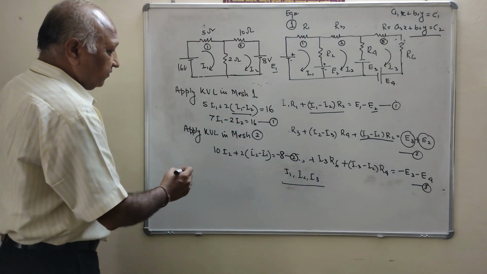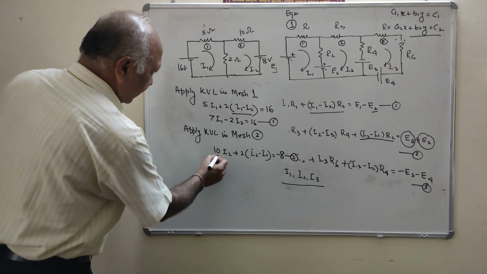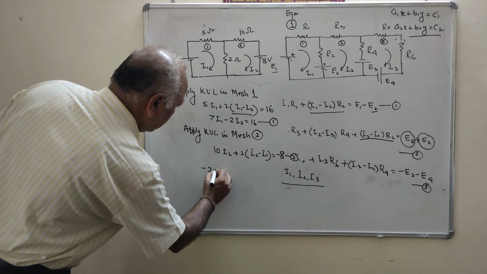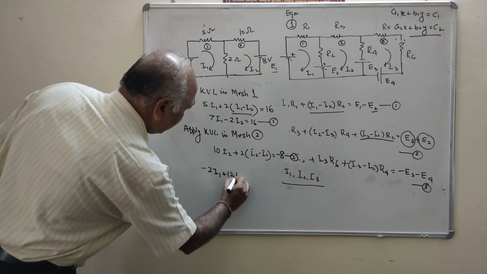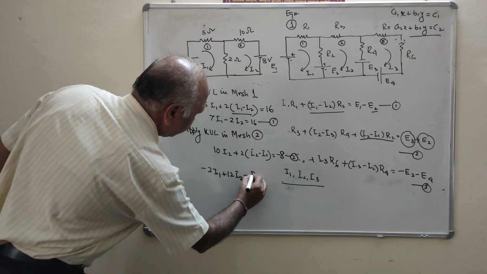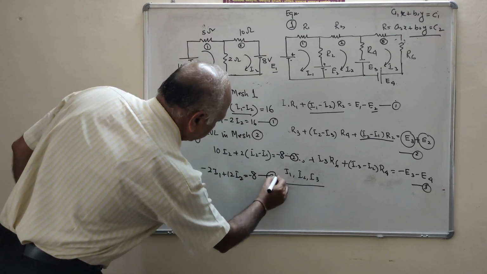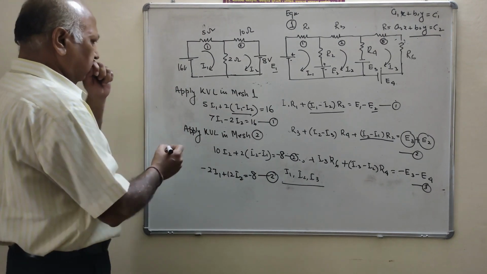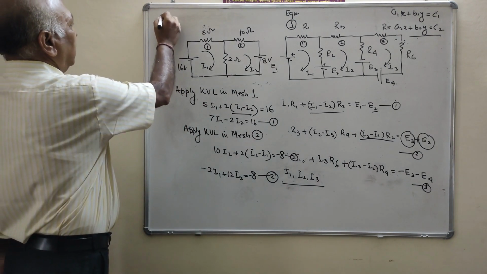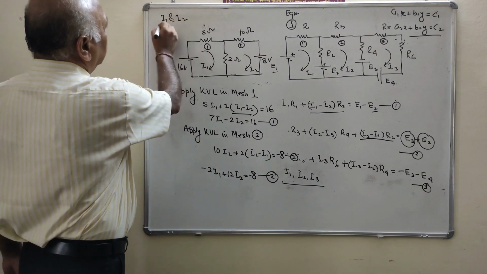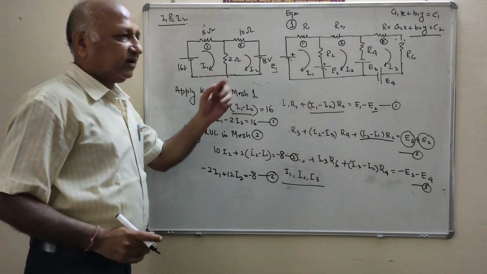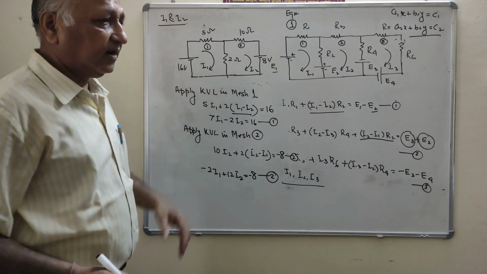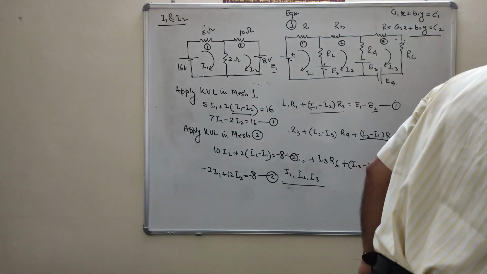Clear? When you solve these two equations, look, 10I2 plus 2I2 minus I1, that is minus 2I1 plus 12I2, that is equal to minus 8. This is equation number 2. Clear? When you solve these equations, you will get the value of I1 and I2. This is called solving the network with the help of mesh analysis. Clear? Now we will see another problem.